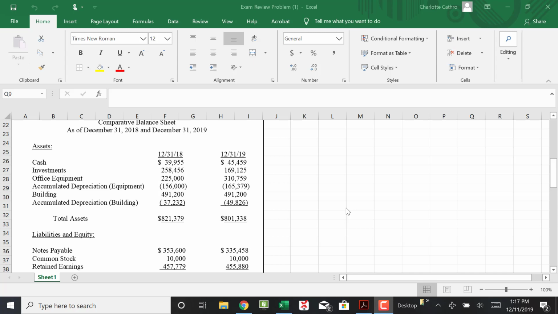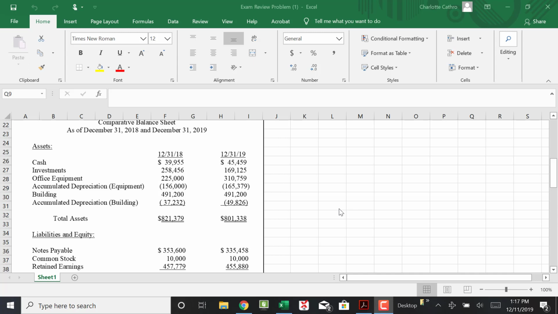In this case, there's no allowance for doubtful accounts on here, and there's no allowance for obsolete inventory. So I know those 2 things would be adjusted if I had a problem that had that, like the example that we did last class. But in this case, neither of those exist, and so we don't have to worry about it.